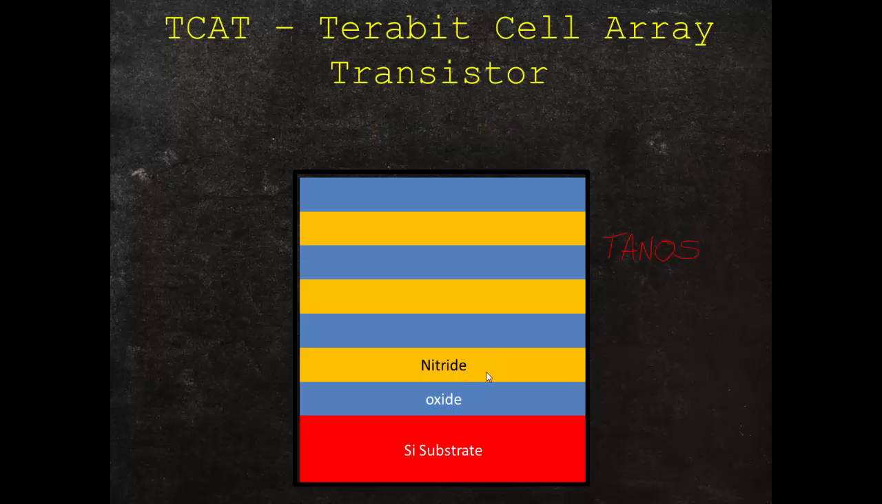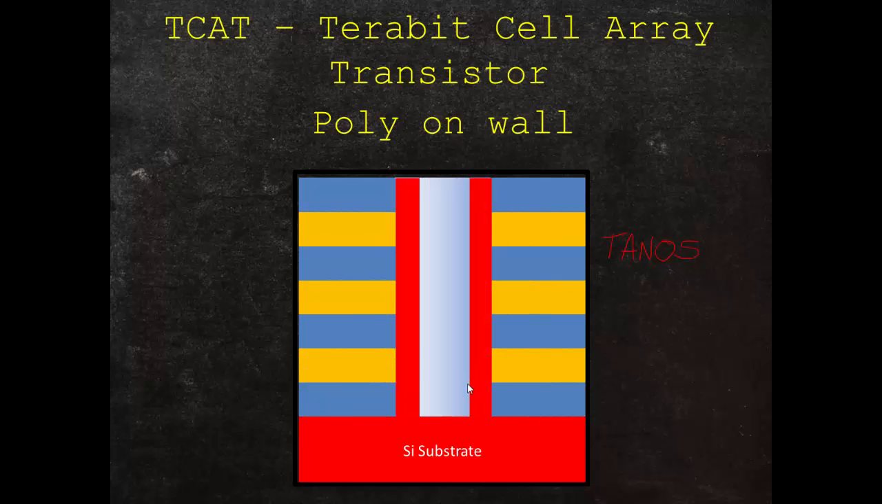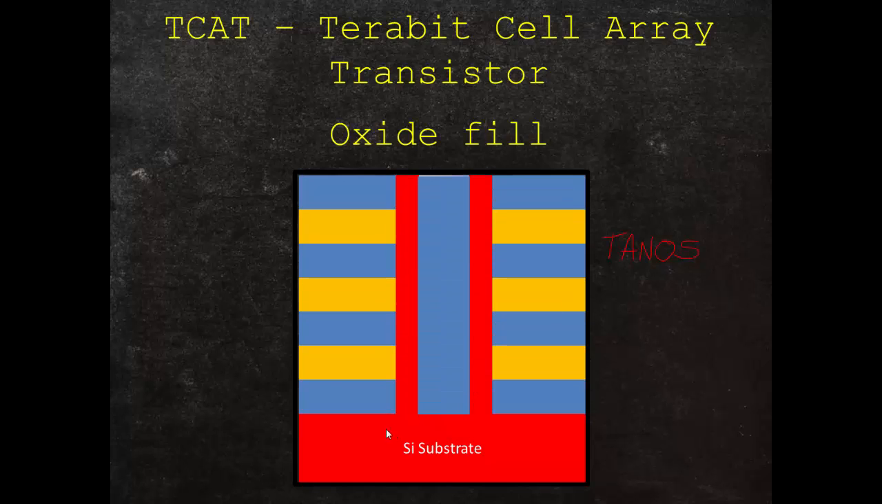The next step is the same as BiCS, where you etch a hole down through your stack, and here the hole is lined with polysilicon. We're not using the nitride oxide layers like in BiCS, so this is different. We put the polysilicon on the wall. The silicon dioxide is then used to fill the hole. This is supposed to give better subthreshold characteristics than a solid core of polysilicon. And now actually we go on to make the gate.